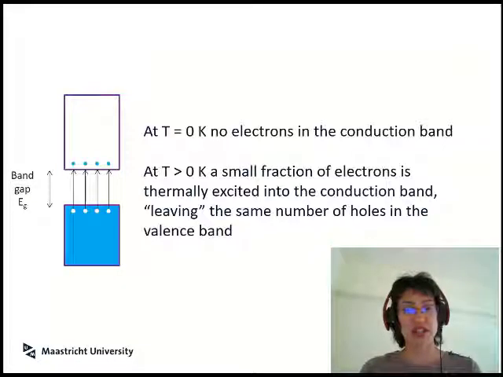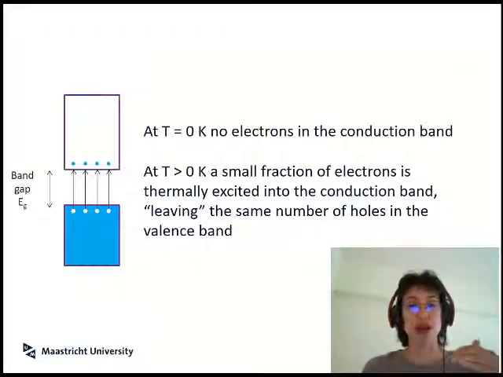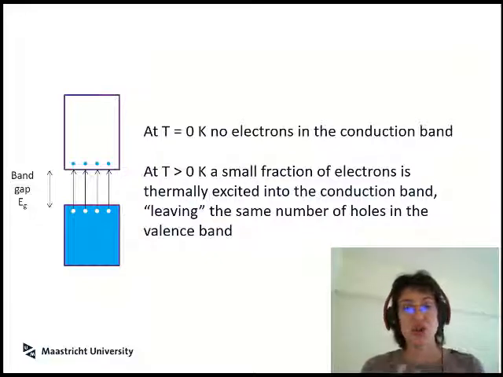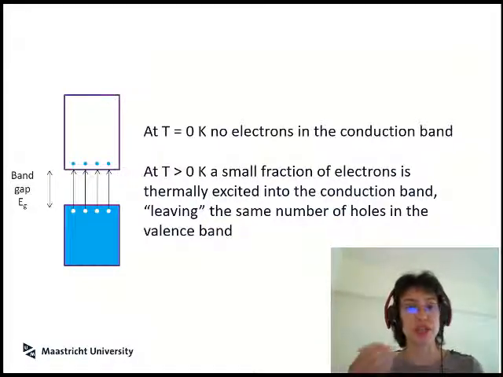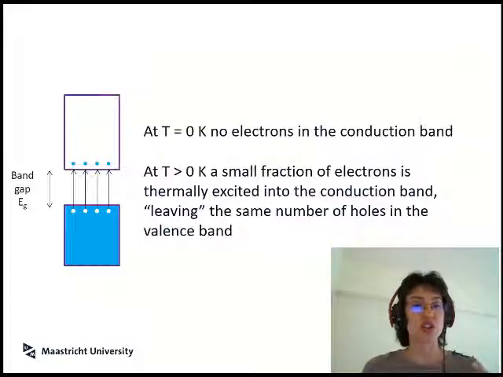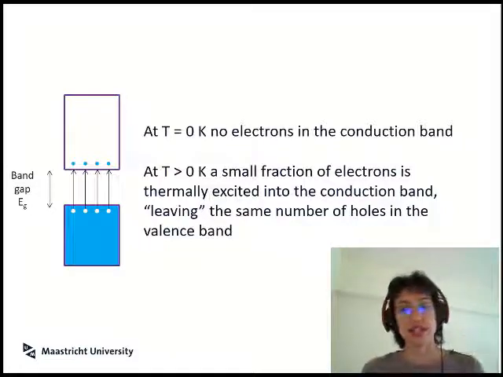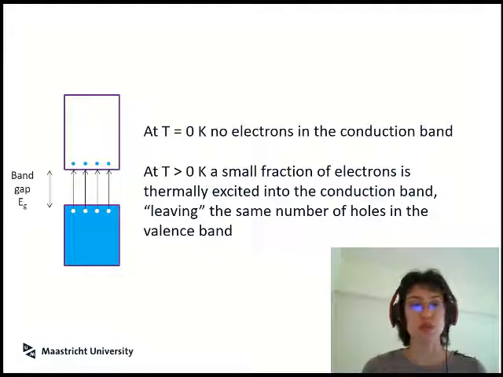In all of these semiconductors that I've discussed so far, at T equals 0, absolute 0, you have no electrons in the conduction band and the valence band is completely full. And as you raise temperature or add energy to the system, a small fraction of electrons becomes thermally excited into the conduction band, as long as that energy is bigger than or equal to the band gap energy that you see here.